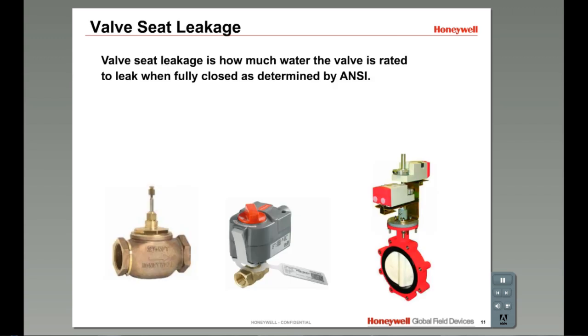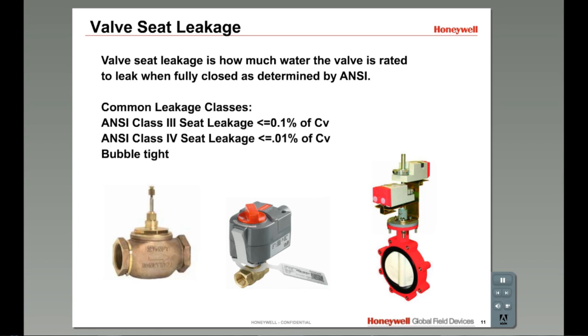A valve may leak externally or internally. Neither is desirable, of course. External leaks may be through the stem, the joints, or pipe connection, and are usually detected by dripping water. Internal leakage is flow through the valve in the closed position.